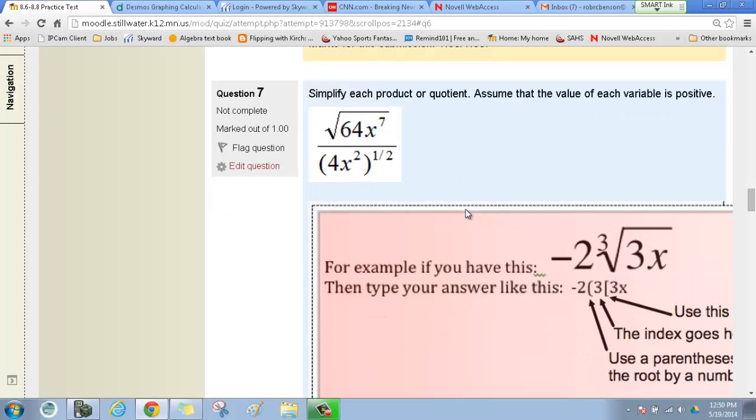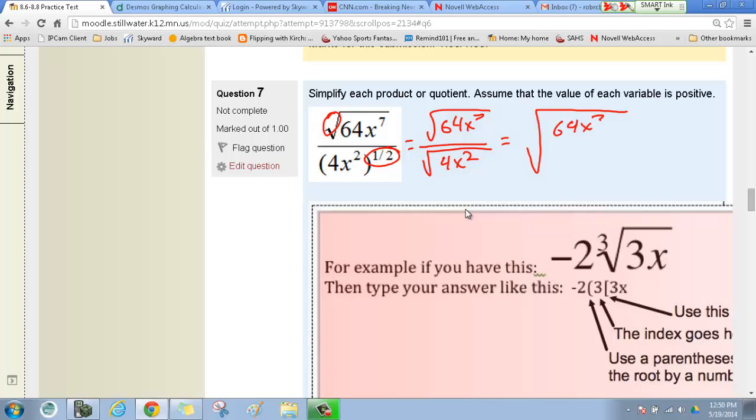Okay. Now, we need to simplify this as much as possible. One thing I know, because Mr. Benson told me, and I'm Mr. Benson, is that this square root and this 1/2, they're the same thing. So really what we have is the square root of 64x to the 7th all over the square root of 4x squared. And when I'm taking two square roots and I'm dividing them, I can just say that I can have one big square root of 64x to the 7th all over 4x squared.